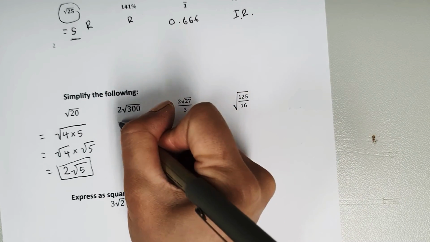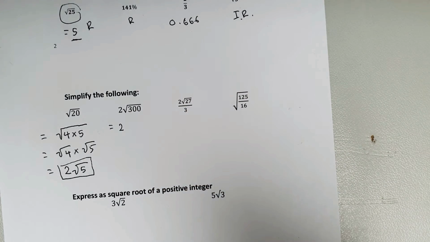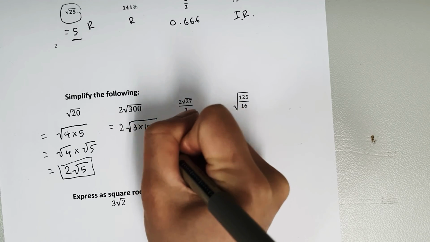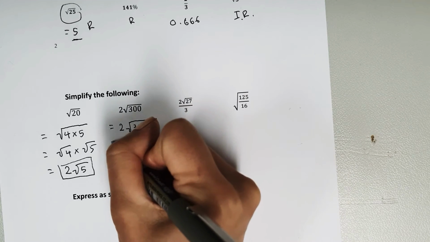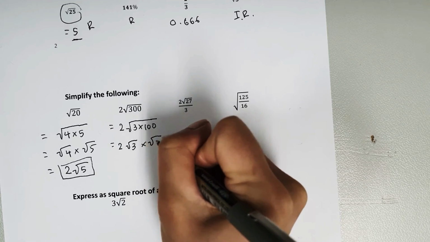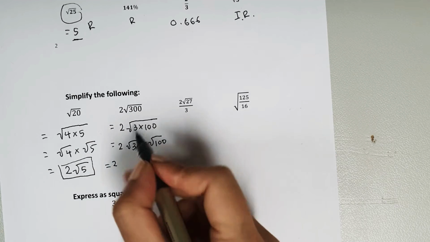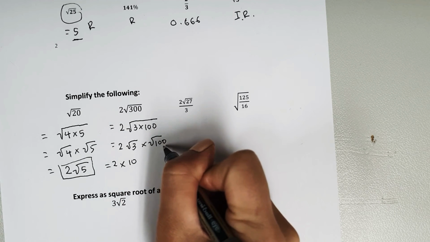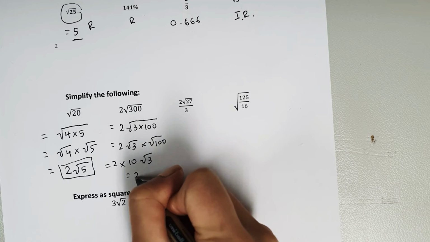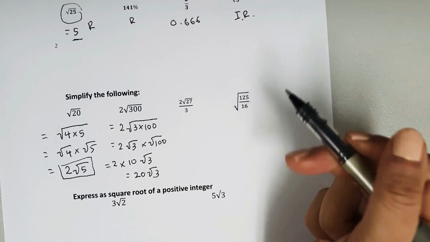Let's have a look at the next one. So we've got 2 out here, and inside we can break it up to, let's do 3 times 100. And the reason why 100 is a good number to have is because we can do the square root of 100. So that will equal 2 times the square root of 3 times the square root of 100, and the square root of 100 is 10, so that'll be 2 still on the outside times 10, and whack the square root of 3 on it, and that'll be 20 square root 3 as your final answer. That's this in the simplest form.